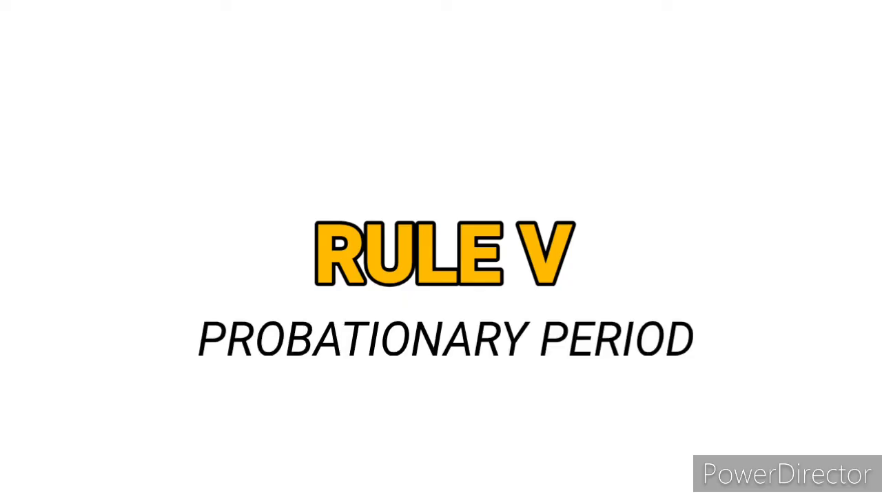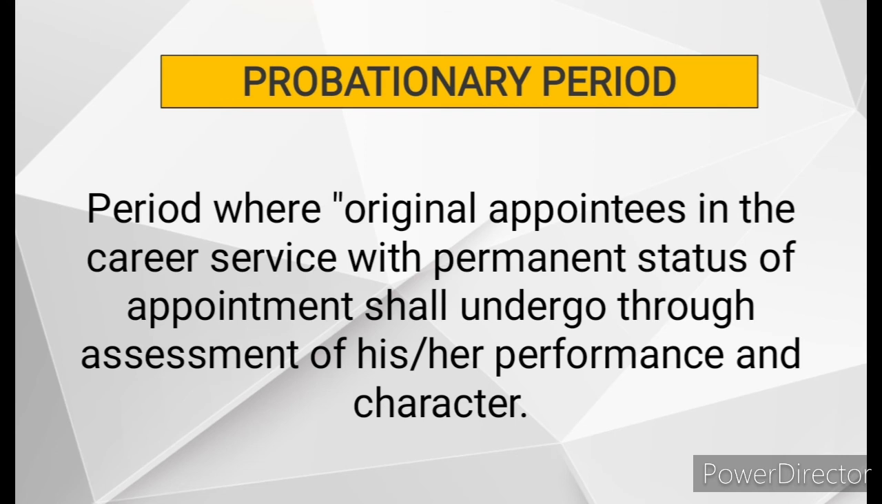Rule 5, Section 14 of the ORAOHRA defines what probationary period is. It is a period where original appointees in the career service with permanent status of appointment shall undergo assessment of his or her performance and character. This rule added that a probationary employee shall have a duration of 6 months, or depending on the duration needed for the position.